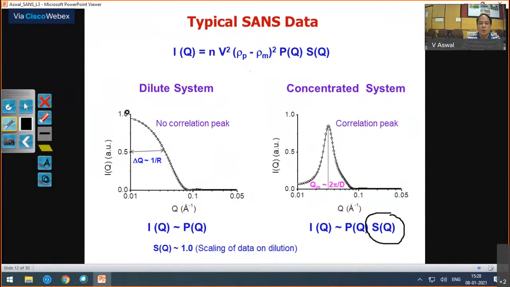And how will you know that your system is dilute, where there is no contribution from the structure factor? This comes from the scaling of the data on dilution. If you have a given concentration and you measure some pattern, then you dilute this system, let's say by a factor of 2, and you can scale the data, it means there is no structure factor. And if you are not able to scale the data by the dilution factor, then it means that there is a structure factor. That is the proof of a structure factor.